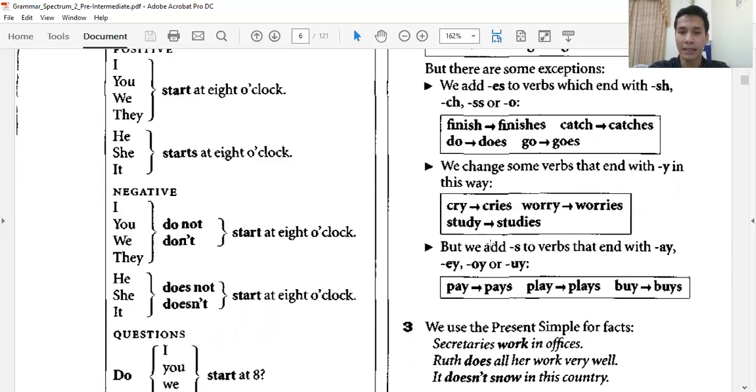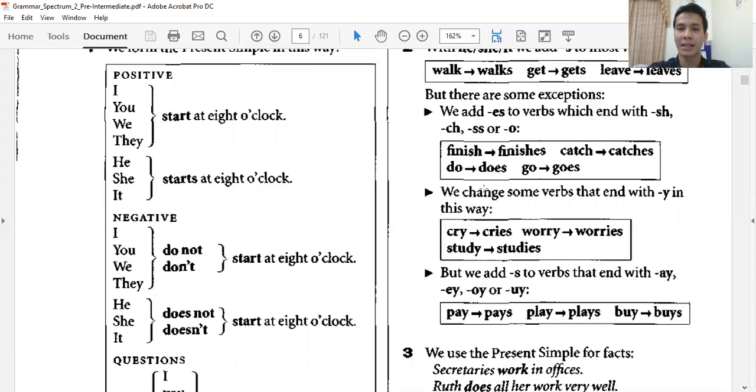But we add s to verbs that end with ay, ey, oy or uy. That means all the verbs that end with vowel plus y, we just add s, like pay to pays, play to plays, buy to buys.